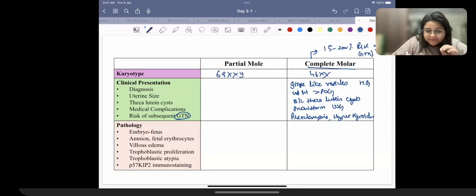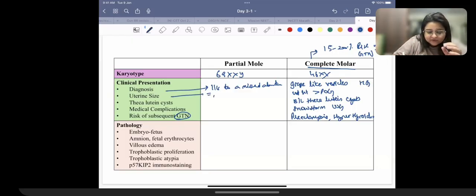Okay. Now, partial mole is more subtle. Partial mole, most of the time you don't diagnose it earlier. You thought the patient had a missed abortion or blighted ovum, you did a DNC or DNE, and you send the products for histopathology, and then the pathologist calls you up and says that this looks like a partial mole. So it's usually a diagnosis which is not made because of the clinical presentation. It presents similar to a missed abortion or a blighted ovum. It is not the classical grape-like vesicle picture.